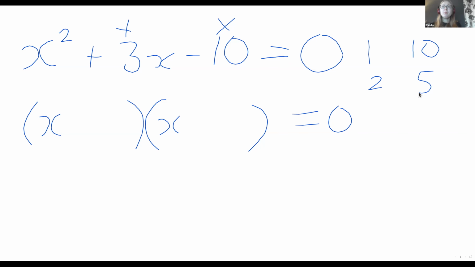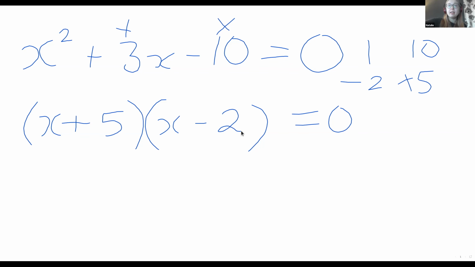So I'm looking at my numbers and I'm thinking, well, one of them is a plus and one of them is a minus. And hang on a minute, if I did plus 5 minus 2, that would get me my 3x. And so I know that in my brackets, I've got x plus 5 and x minus 2.